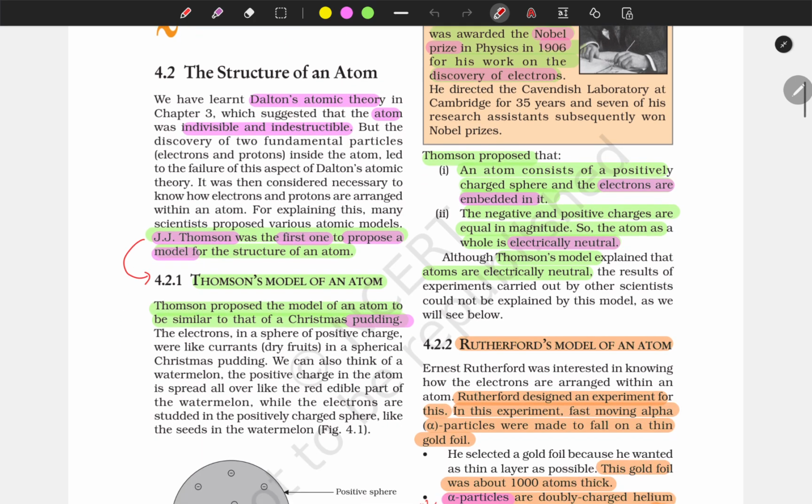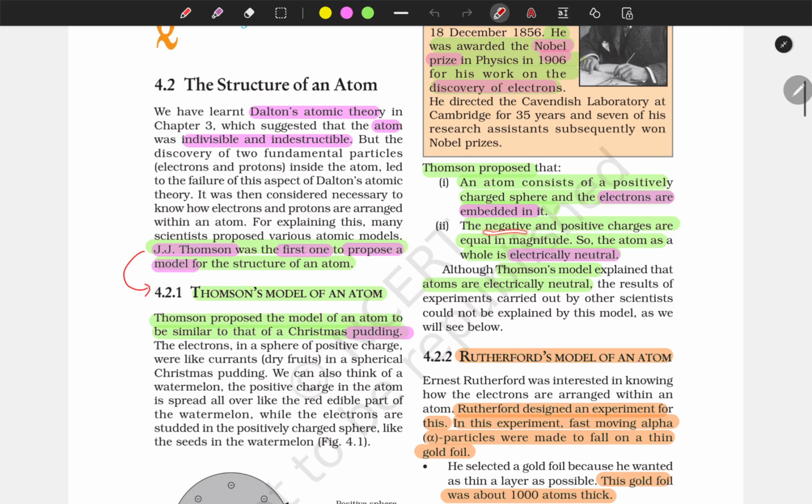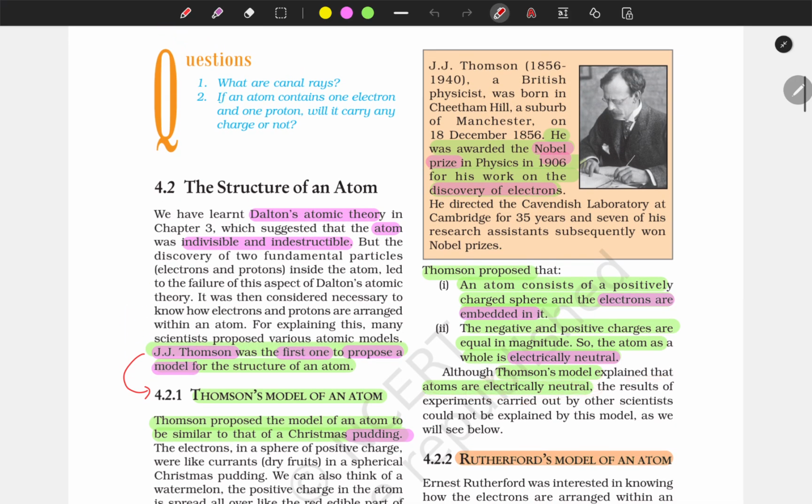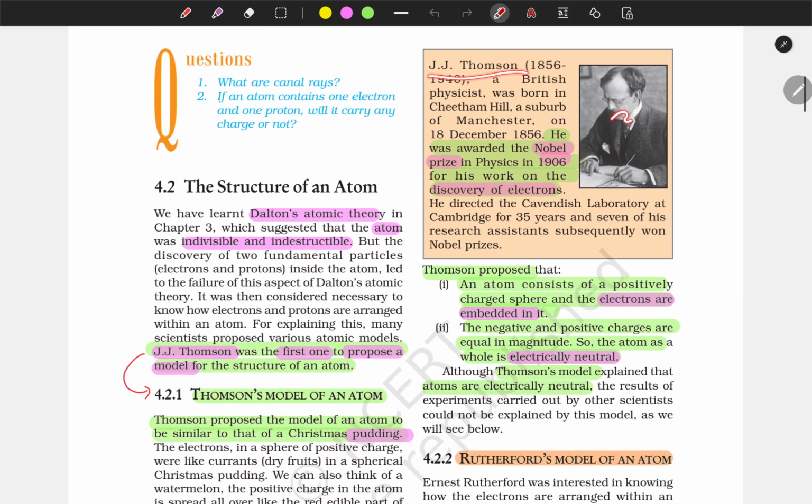So the negative charge is due to the electrons, and the negative and positive charges are equal in magnitude, so that the atom is electrically neutral. Thomson's model explained that atoms are electrically neutral. Who was Thomson? J.J. Thomson. He was awarded the Nobel Prize in Physics in 1906 for his work on the discovery of the electron. So electrons were discovered by J.J. Thomson.